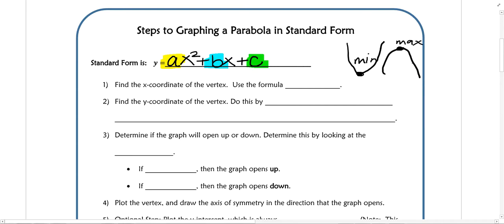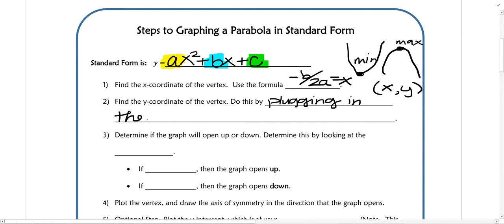Okay, so how do we find that? Well, the x-coordinate, there's a formula that we use. It's negative b divided by 2 times a. Now, this is going to give you the x part of the vertex. So the vertex is a point, x comma something. So that something is the y. So to find that y, that's step 2, find the y-coordinate of the vertex. To do this, plug in the x-coordinate into the original function.